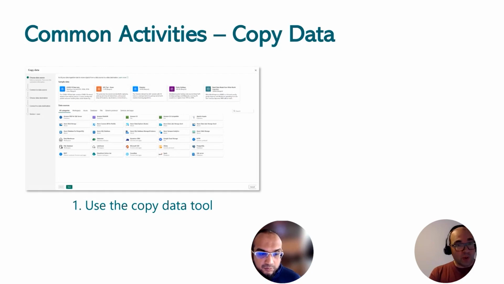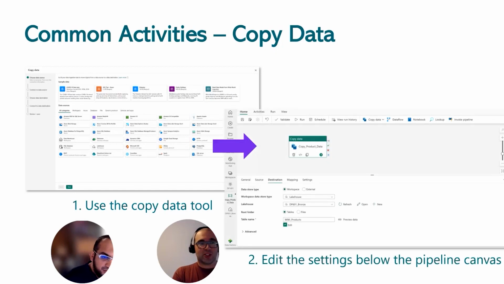One of the most common activities that you are going to use in Fabric pipelines is called copy data, and there is a so-called copy data tool where essentially you just connect to a data source and copy the data as it is into Microsoft Fabric. This is probably the fastest way to get data as is from a data source into Fabric.